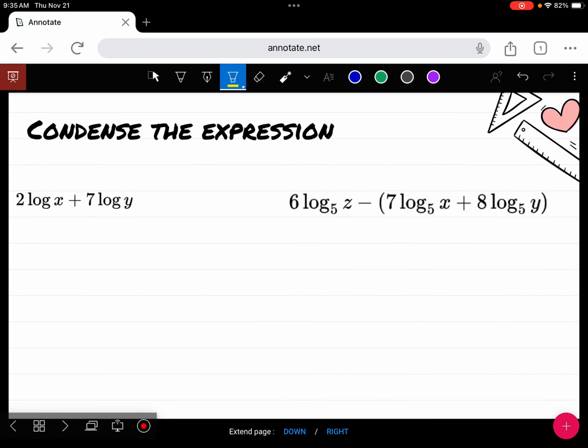So condensing is working the other direction. We're trying to get it as small as physically possible. So we've got 2 log of x plus 7 log of y. That's our first expression.